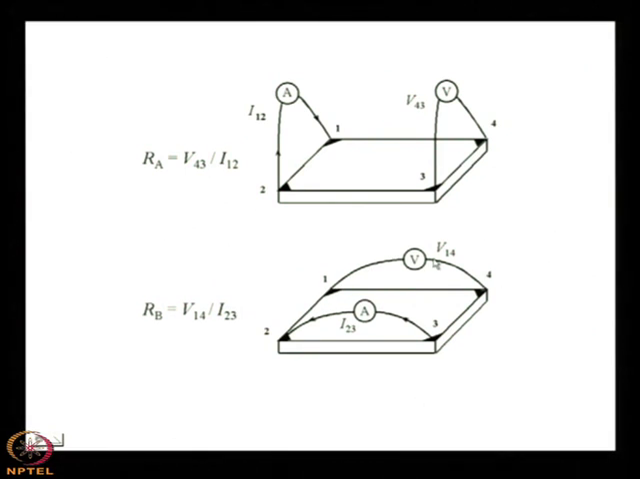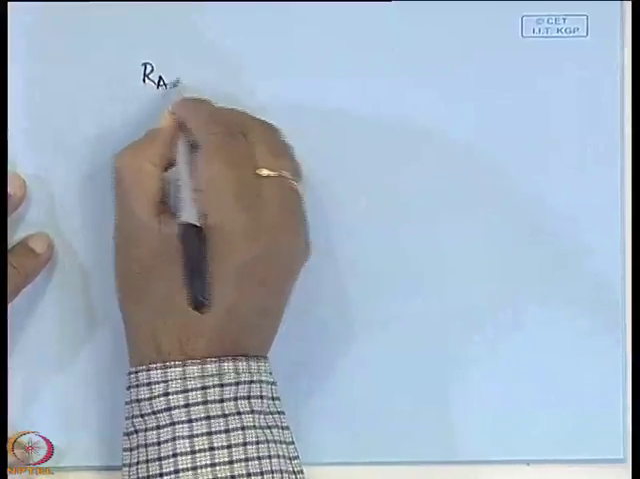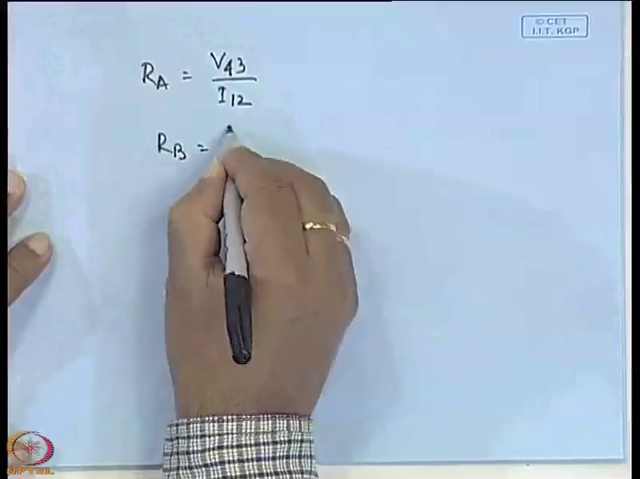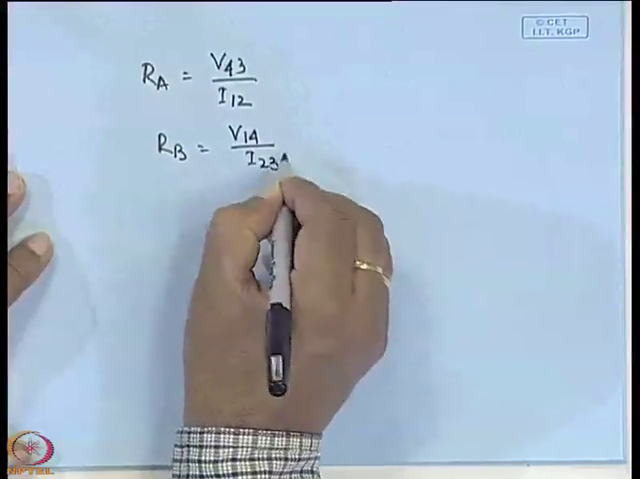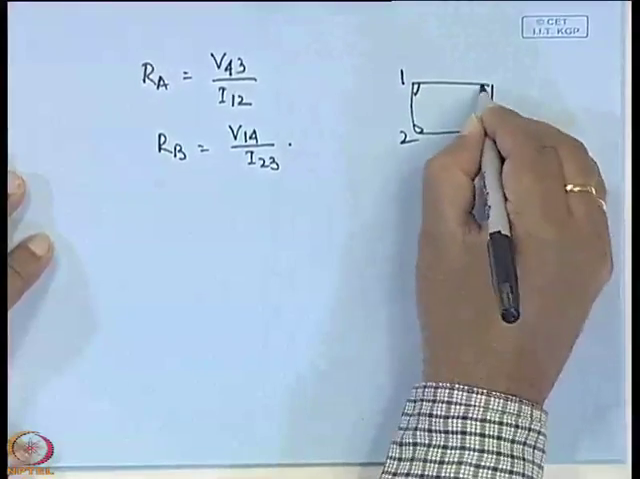So, that means there are two configurations. One is the adjacent configuration. Here 1 and 2 carry the current, and here it is 1 and 4 where the voltage is measured. Earlier it was measured between 3 and 4. So, R A or R B can be calculated using these two values. That means, R A equals V43 by I12 and R B equals V14 by I23, if you consider that this is 1, this is 2, this is 3 and this is 4.